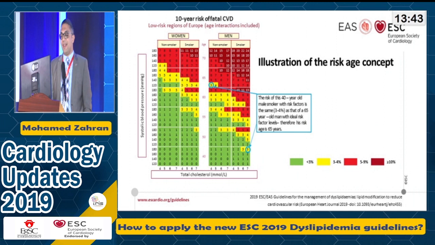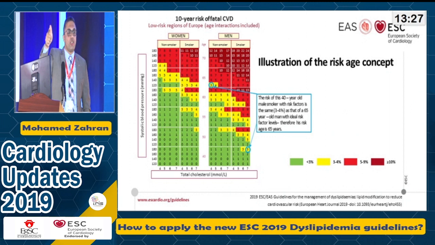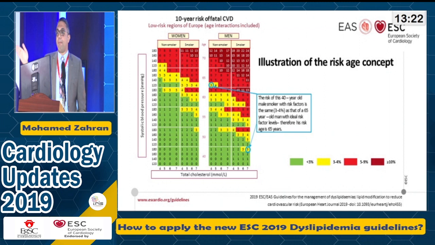This is very useful in explaining to your patient and convincing him of the lifestyle modifications and the life advice that you need to tell him, by cessation of smoking and adhering to your medication. Because Professor Bessem showed us in the previous presentation that there is a gap between the optimum and the real. You can convince your patient by something like this: if you're 40 years old and you're not controlled and you're a smoker, you're like a 65.